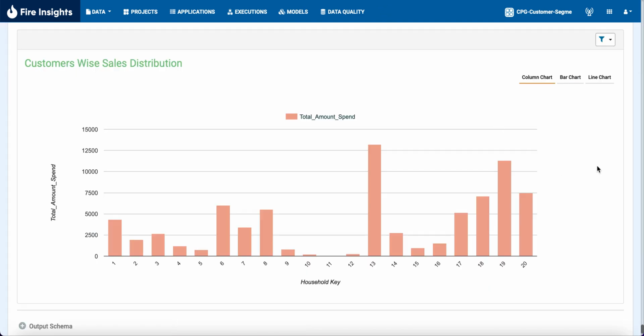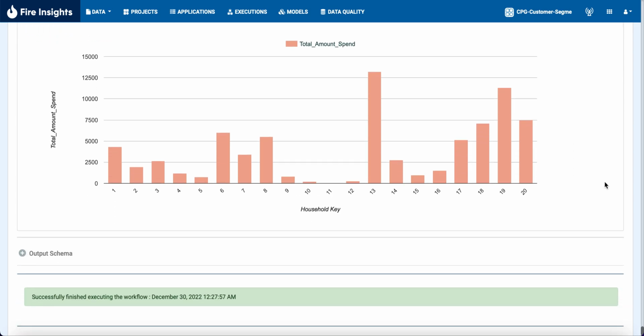Looking at the execution of this workflow, we can find the customer-wise sales distribution. This is the total amount spent by each household. In this case, we can see that two of our biggest spenders were household number 13 and household number 19. It may be valuable in the future to keep track of these households and to further explore their behavior.